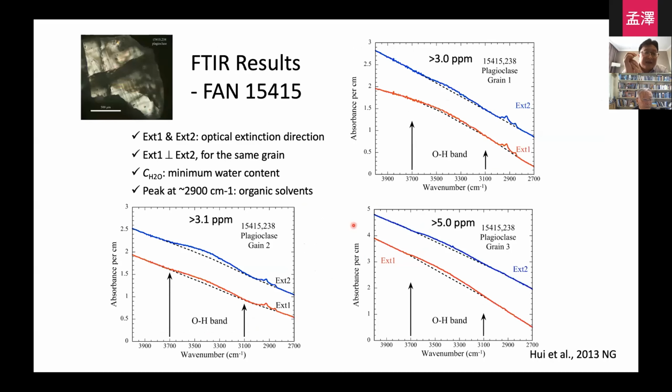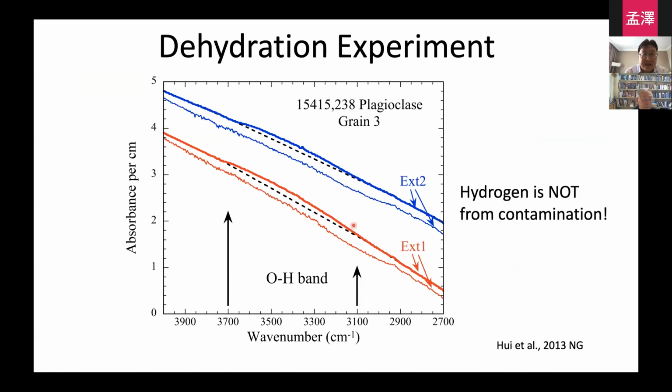We also analyzed the plagioclase grain from 15415. Unfortunately, these grains are smaller, and we could obtain only 2 polished surfaces from these grains. That's why we can only obtain 2 spectra from 2 perpendicular directions. So we can only get minimum water contents in these grains.